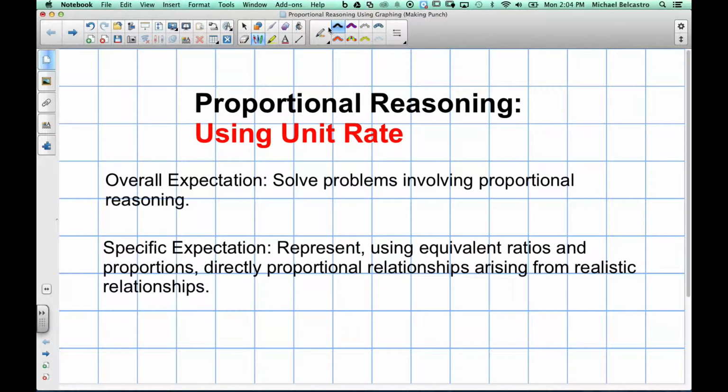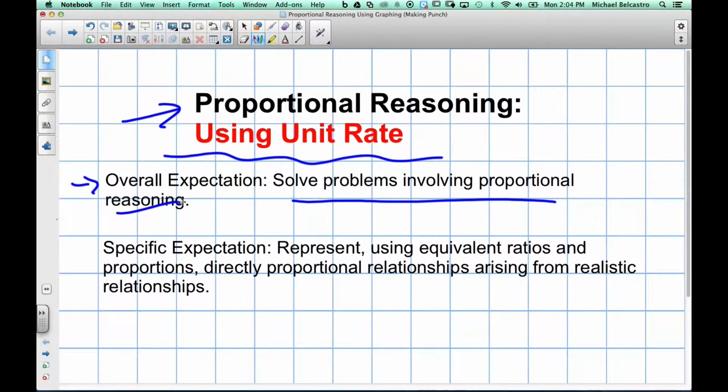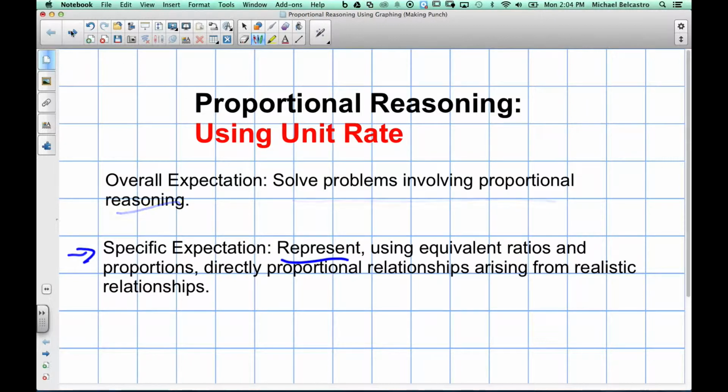We're going to look at proportional reasoning using unit rate. That's the method we'll use to solve. Our overall expectation is to solve problems involving proportional reasoning, and the specific expectation is to represent, using equivalent ratios and proportions, directly proportional relationships arising from realistic relationships.